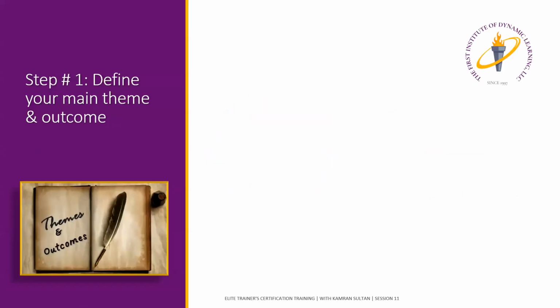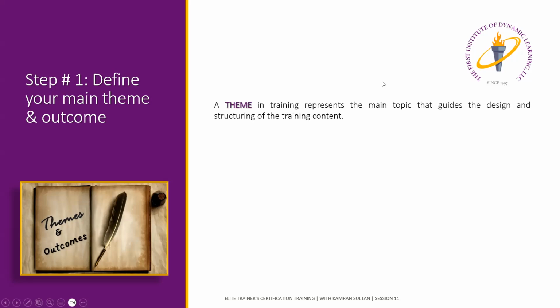Step number 1 is define your main theme and the outcome of your program. Okay. And what do we mean by that theme? A theme in a training program represents the main topic that guides the design and structuring of the training content. So, for example, when you watch a movie, you say, oh, this is a love story. This is a suspense thriller. This is an action movie. This is a war movie. Now, all of these are themes in that movie.